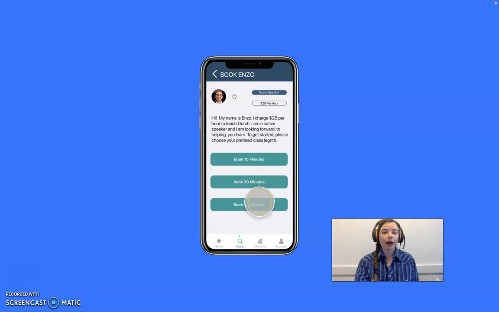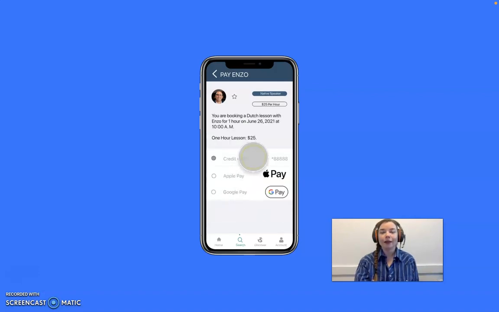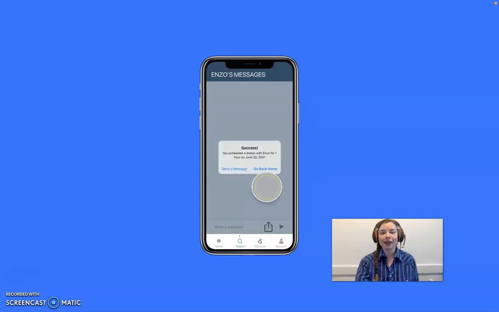But today we're going to go ahead and book a 60-minute session with Enzo on a Saturday, bright and early, 10 a.m. And we're going to trust this app with our credit card info. And now we have booked our appointment with Enzo. Now we can either send him a message, see if there's anything that we need to prepare, or we can go back to the home screen.